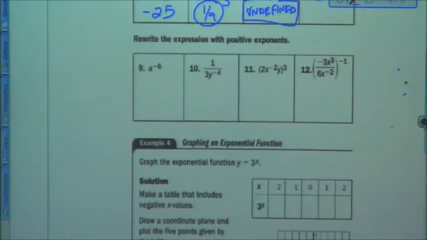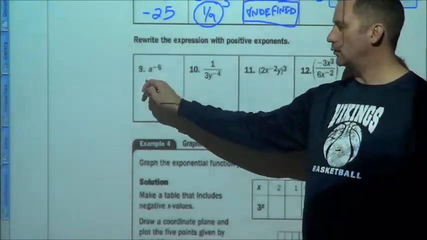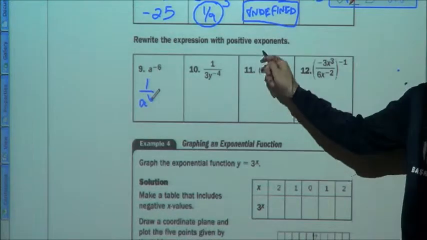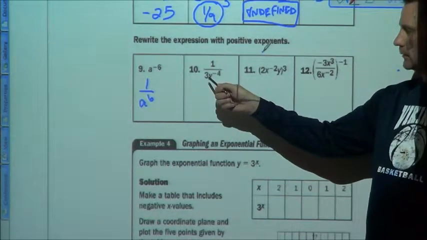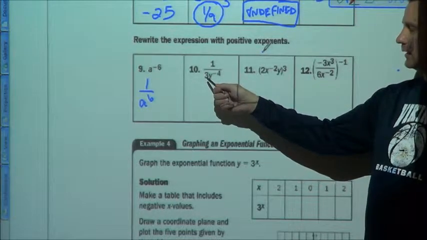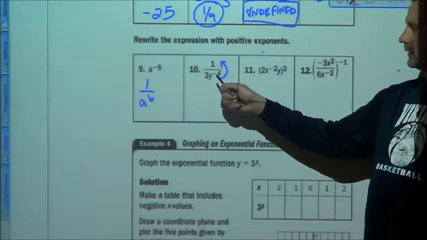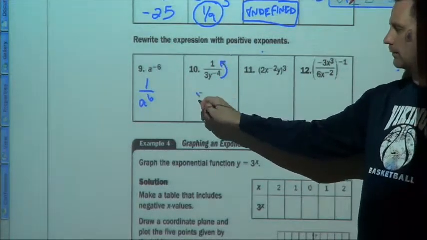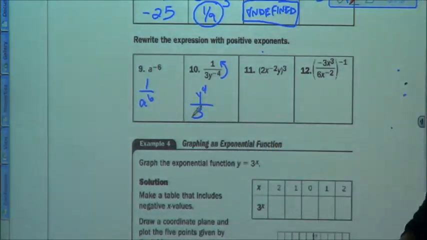We're going to start having variables in here. It says rewrite the expression with positive exponents. Okay? So a to the negative 6 becomes 1 over a to the positive 6. Now be careful doing these because you don't want to just move everything, but the negative 4 is on the y, it's not on the 3. Okay, so the 3 is happy where it is. Y to the negative 4 wants to go to the top. Now if there's 1 up here, 1 times y to the 4th is just going to be y to the 4th. And what's left on the bottom is 3.